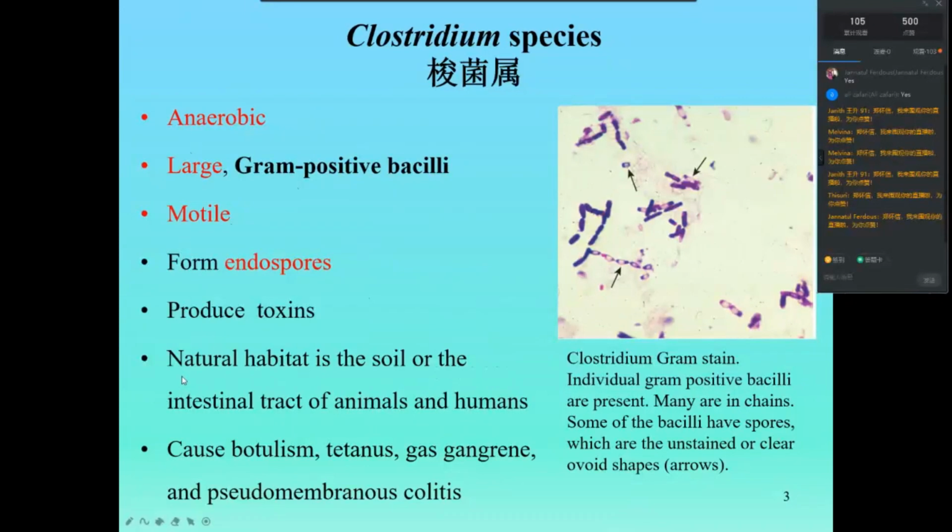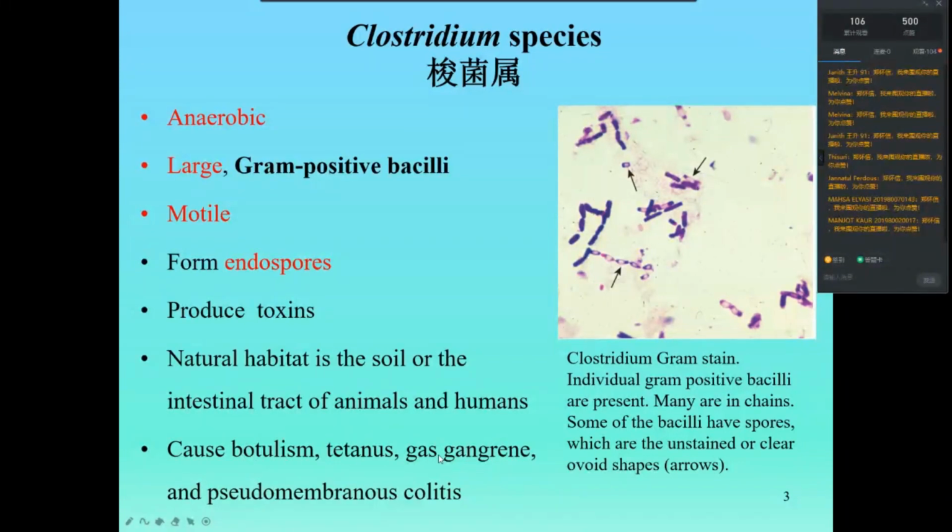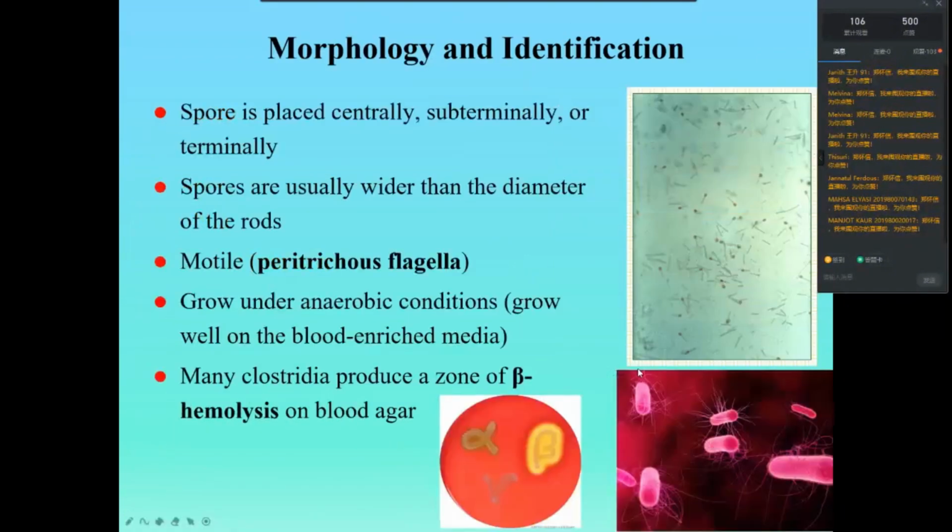Their natural habitat is the soil or the intestinal tract of animals and humans. Different species can cause different diseases, including botulism, tetanus, gas gangrene, and also other diseases like colitis. So there are so many different species.